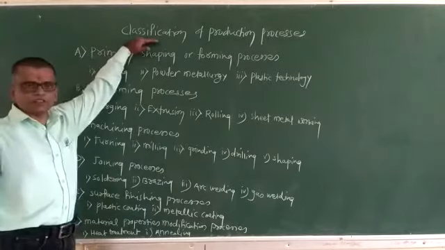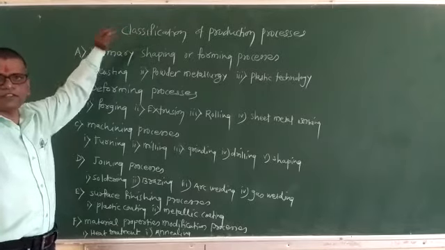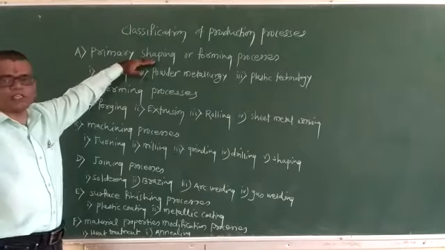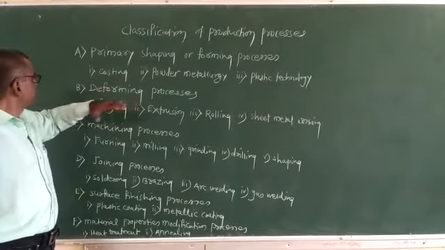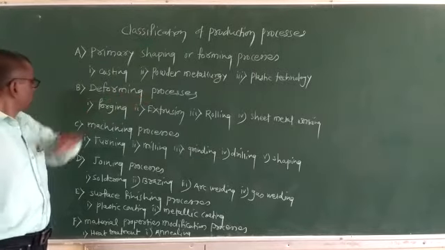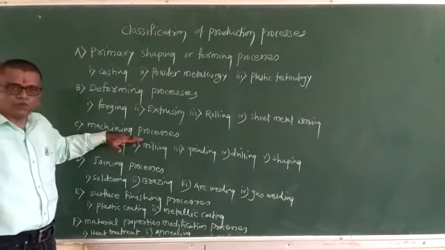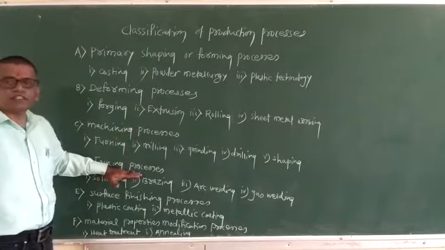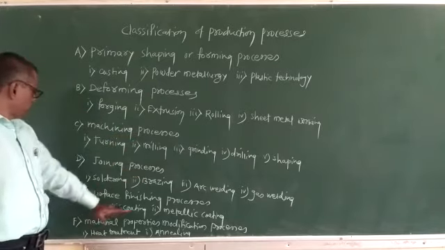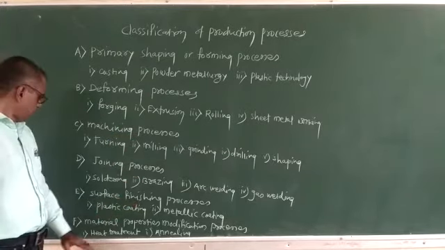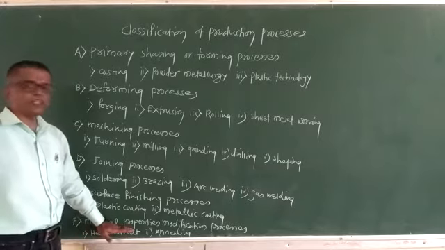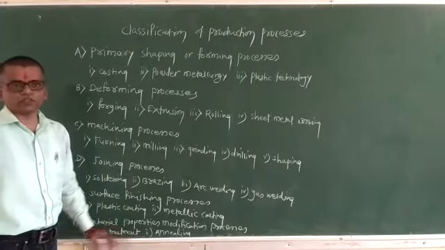Regarding the classification, there are a total of 6 categories. First category is the primary shaping or forming processes. Second category is deforming processes. Third category is machining processes. Then fourth category is the joining processes. Next is surface finishing processes. And the last one is material properties modification processes.